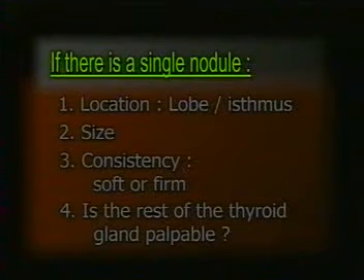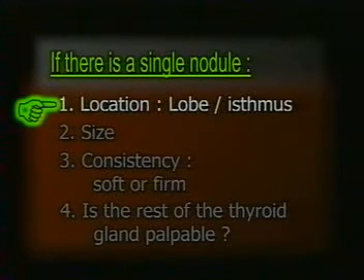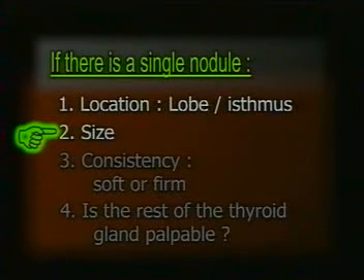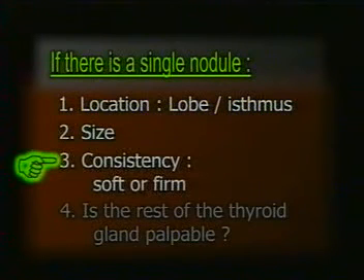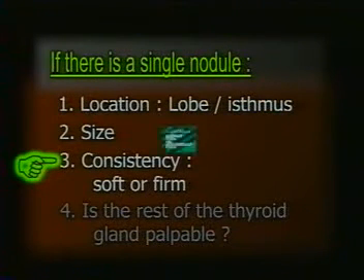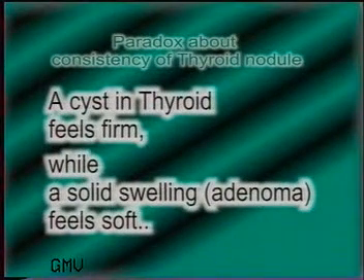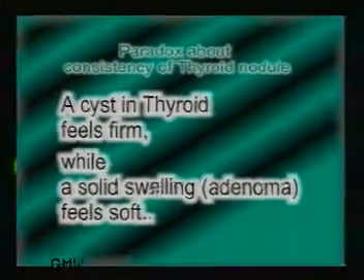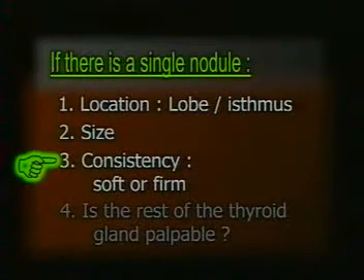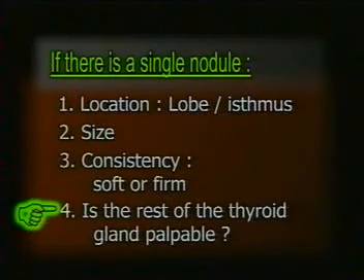If it is a single nodule, note its position in the thyroid lobe or isthmus. Note its shape, measure its size, and feel the consistency. A paradox about the consistency of thyroid nodules should be noted and remembered here: a cyst in the thyroid feels firm, while a solid swelling, that is an adenoma, feels soft. Adenomas, being highly cellular, are soft, while cysts with fluid under tension feel firm as compared to the normally soft thyroid. After palpating the nodule, try to palpate the rest of the thyroid gland.